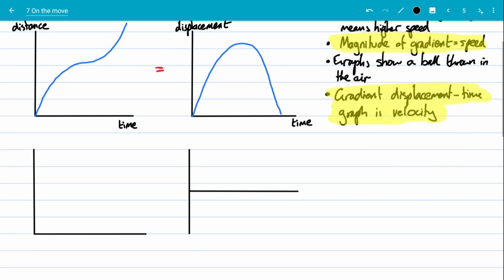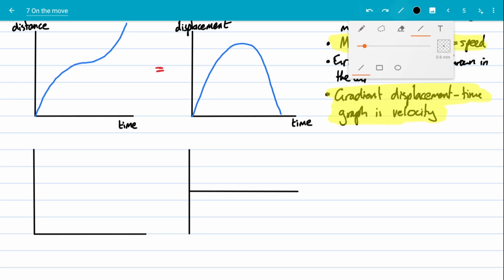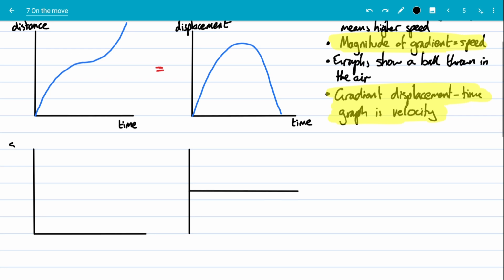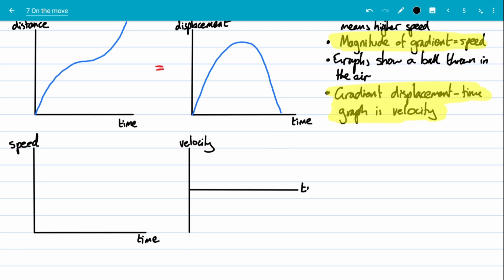Let's label this one speed. Speed versus time. And this is going to be velocity versus time.